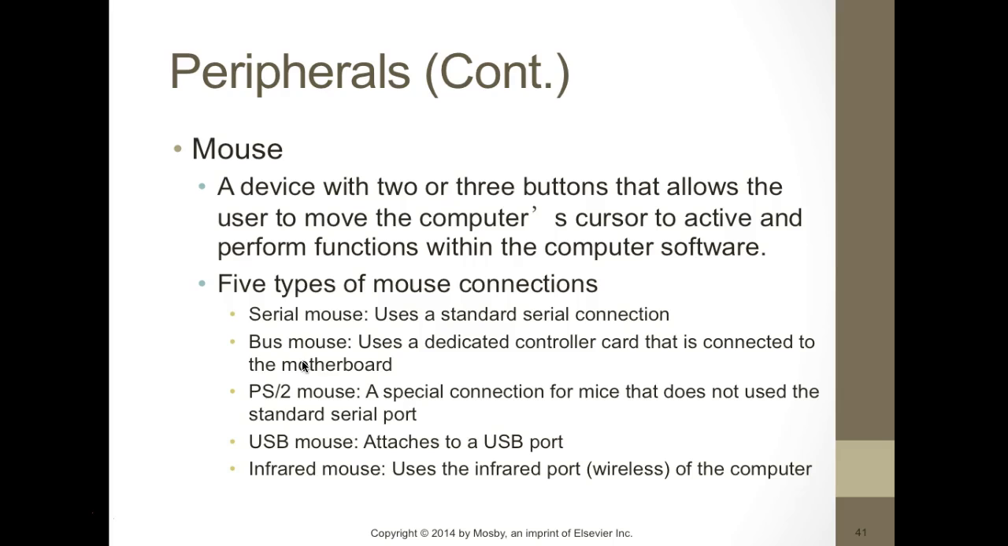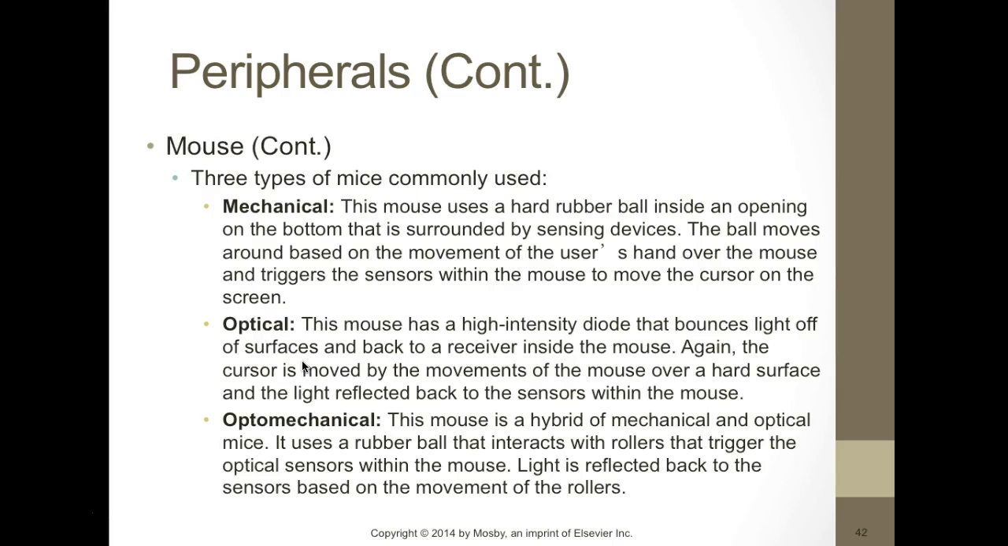So, the mouse is a device with two or three buttons that allows the user to move the computer's cursor to activate and perform functions within the computer software. There are several types: serial mouse, bus mouse, the PS2 mouse, and the USB mouse. You can read about those. You'll have to know the difference between each.